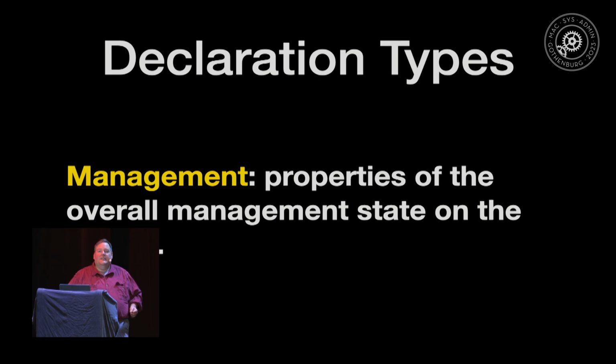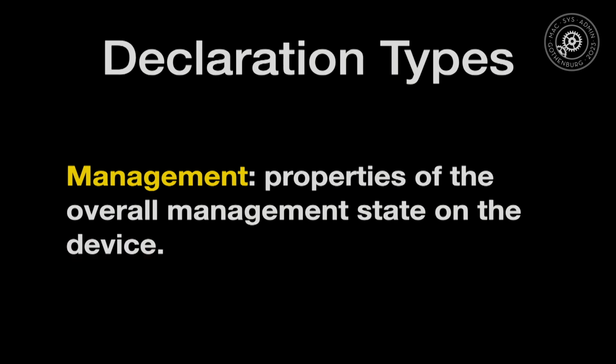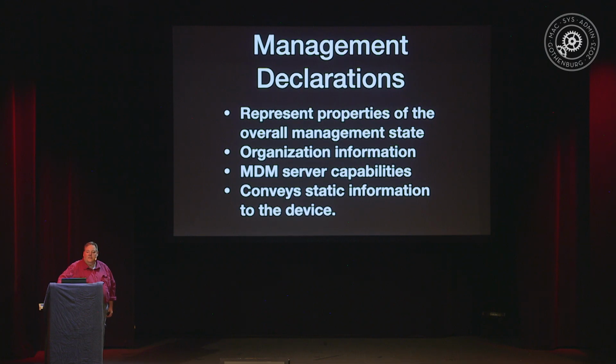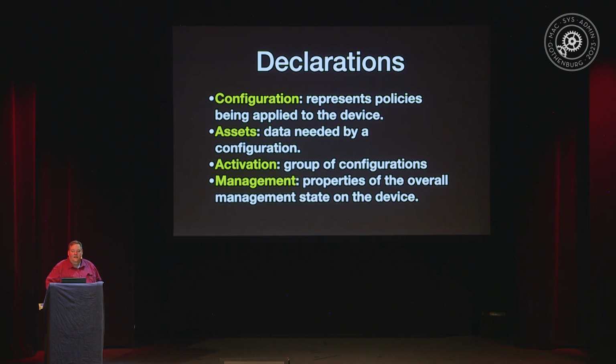Now, the final kind of declaration is a management declaration. Management declarations are used to send overall management state to the device. This includes a declaration describing details about the organization, as well as a declaration that describes the capabilities of the MDM server. These declarations are helpful for conveying static data to the device that shouldn't change. Those are our four types of declarations, but there's even more to dig into.